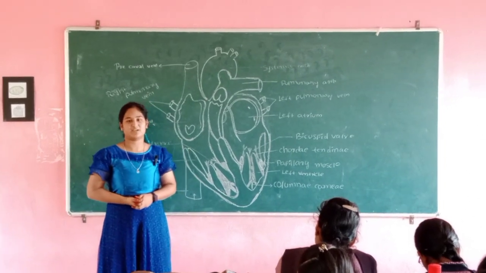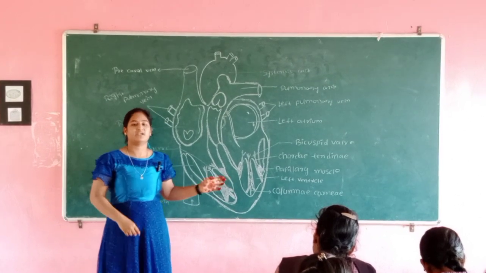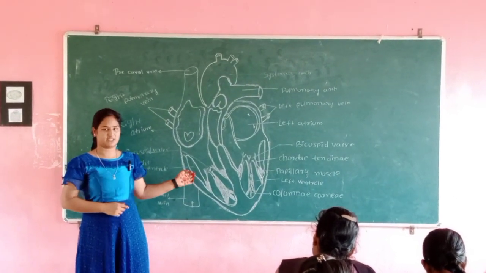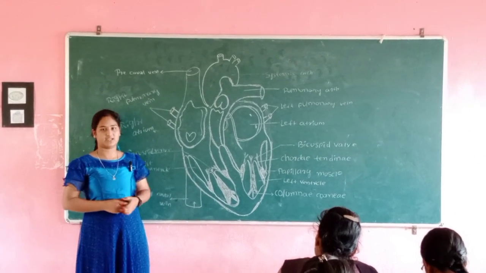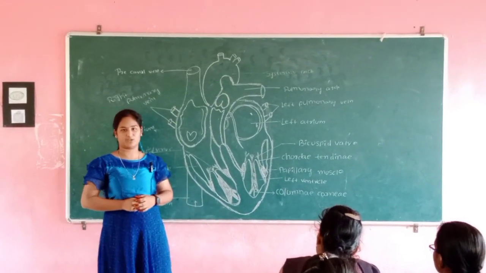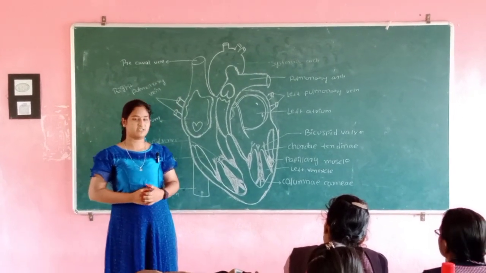Myself B. Yosapriya. Now I am going to explain the internal structure of heart. Now let us introduce what the parts in heart. So heart is a pulsating organ and muscular. It is hollow and cone shaped in human being. So size of heart in human being is clenched fist.